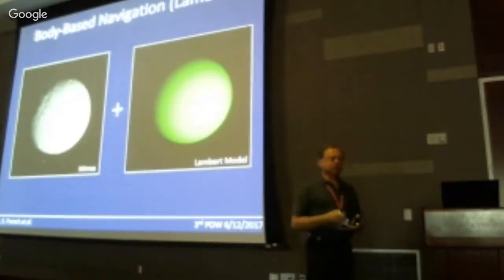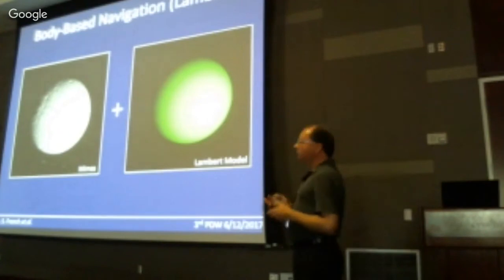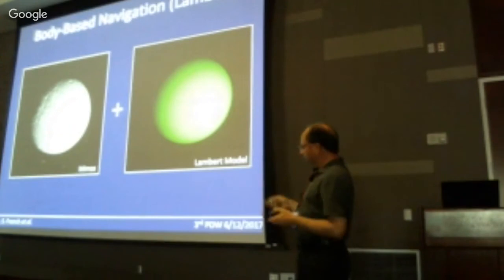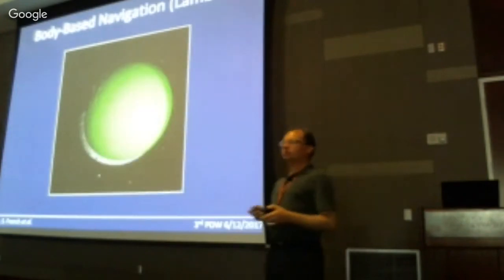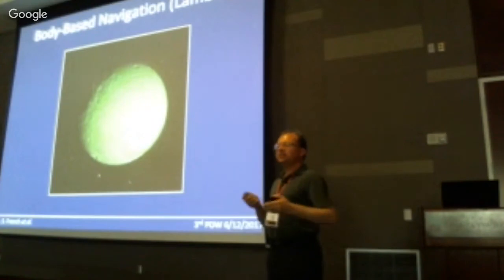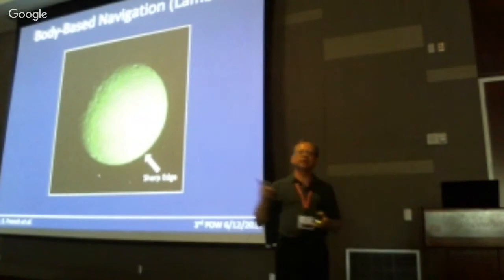So for the icy satellites, for the most part, they're very easy because you can just take a Lambert shaded sphere of the ellipsoid model, you lay them on top of each other and say, well, that doesn't work very well, and then you correlate them. And the reason it works is because there's a sharp edge. And correlation works very nicely with sharp edges.